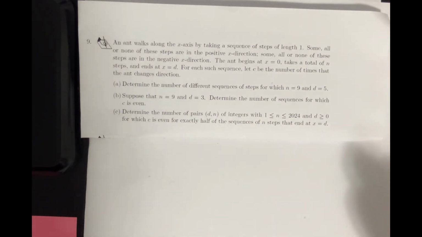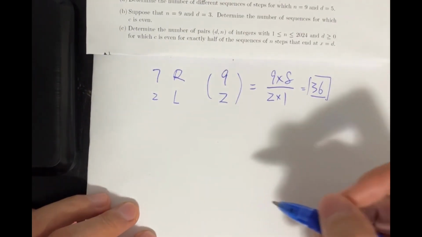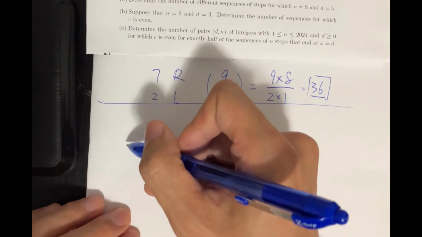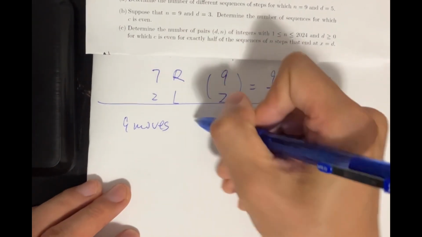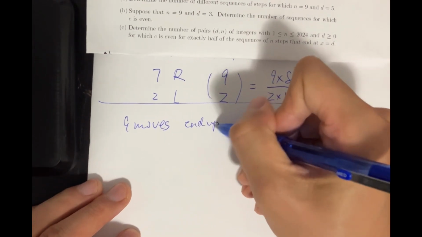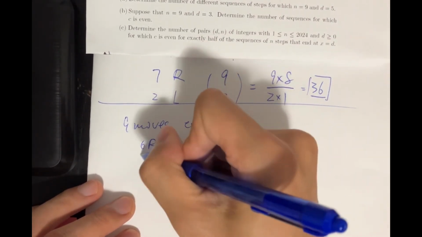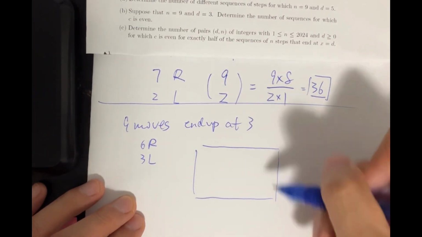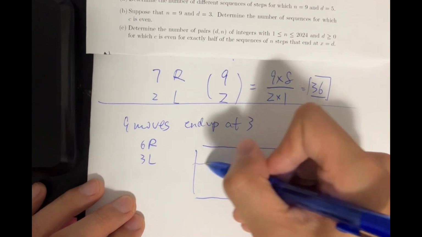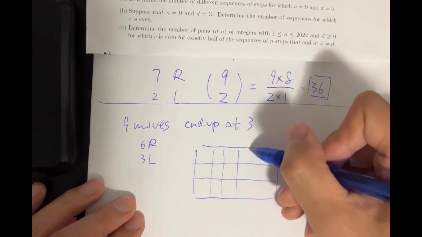Okay, what does that mean? Maybe let's visualize this better. So 9 moves. Again, it's 9 moves, ending up at 3. So it is a 6-3 story: 6 R and 3 L. Okay, 6-3. So let's draw a 6 times 3 rectangle, a grid. 1, 2, 3, 1, 2.